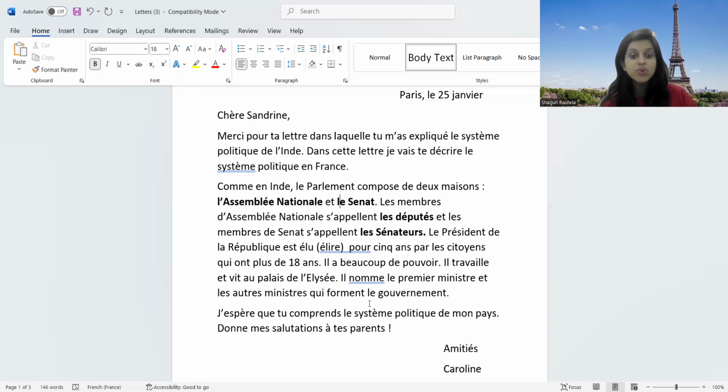J'espère que tu comprends le système politique de mon pays. So one person is saying, I hope that you understand the political system of my country. Donne mes salutations à tes parents. Give my greetings to your parents. Similarly, these last two lines can be included in any of the political system letters.